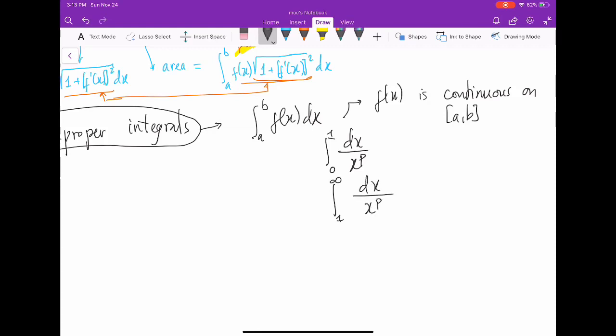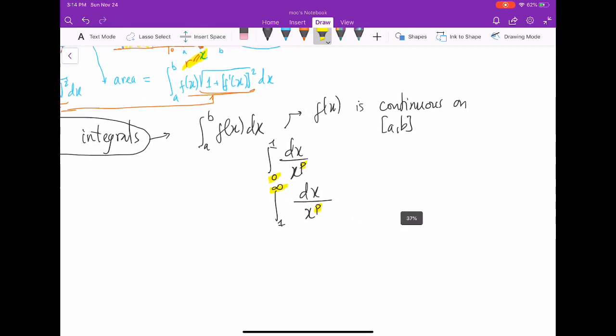to p. You see, when p is bigger than 0, 1 over x to p is not defined at 0. So that is an improper integral, right? When p is bigger than 0, infinity is an improper integral. So in such a situation, we need to consider limits, right?